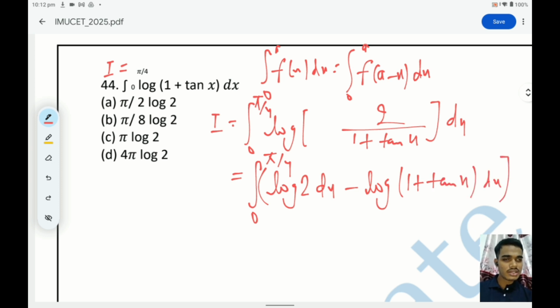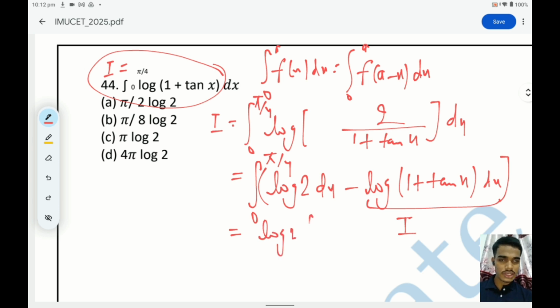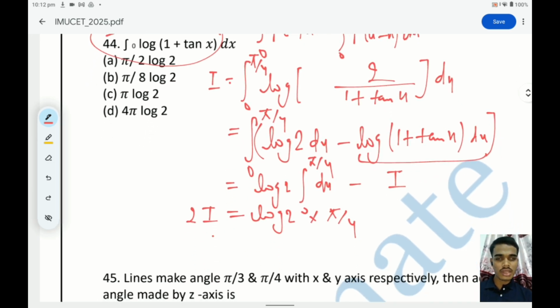Simple. And this value is what we have supposed here as I. And this is log 2 and the integral of dx from 0 to pi by 4. Okay, so our final value will be 2I is equal to log 2, and its integral will be pi by 4. Therefore our final value is I is equal to pi by 8 log 2. Okay, so option B should be the correct answer.